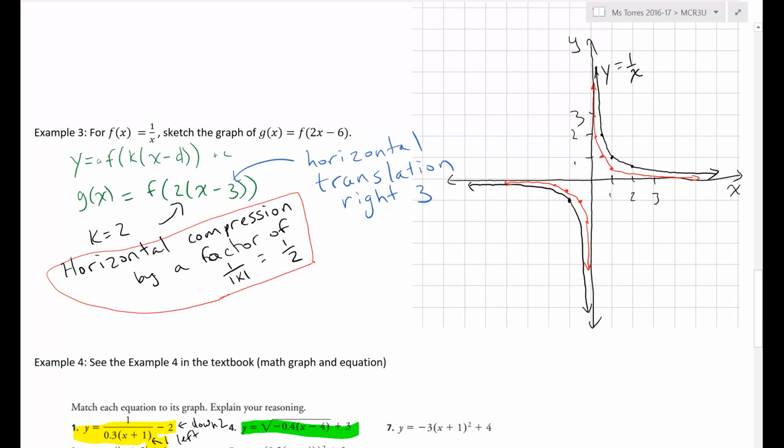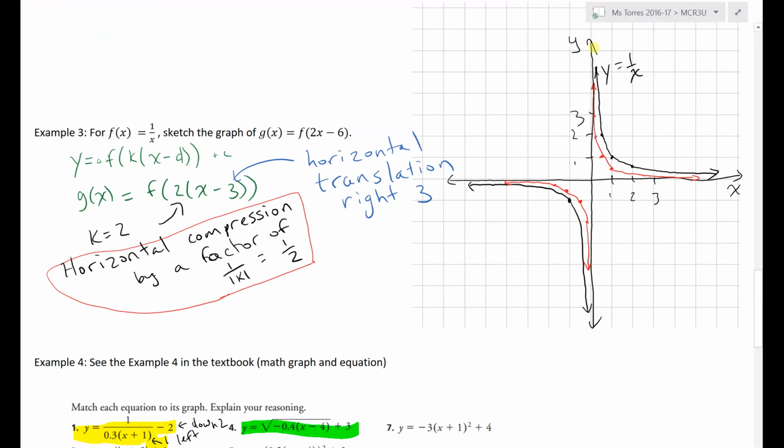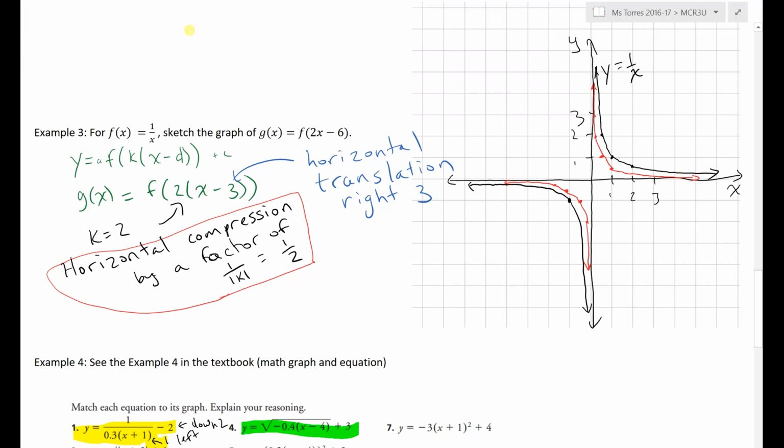Next, horizontal translation, right 3. So usually the x and y axis show us where the function's approaching. It helps us to keep track. It's really helpful to draw a dotted line for where that's moved. So we're going to move it right 3. So that means as it's going upwards towards the y-axis, that's going to be 3 to the right. So I'm going to put a dotted line for the asymptote.